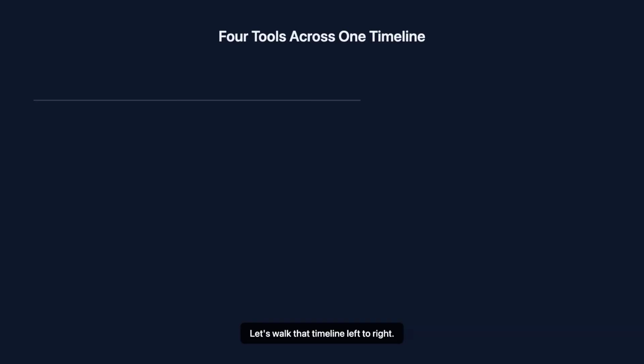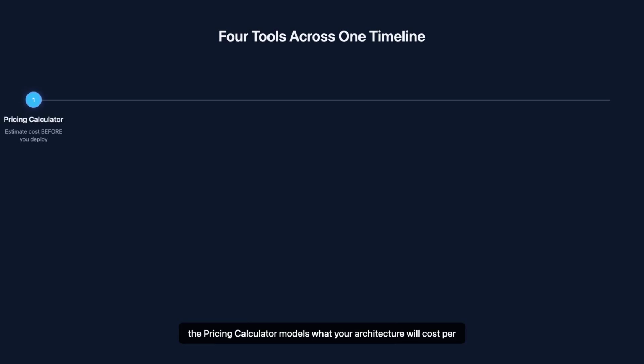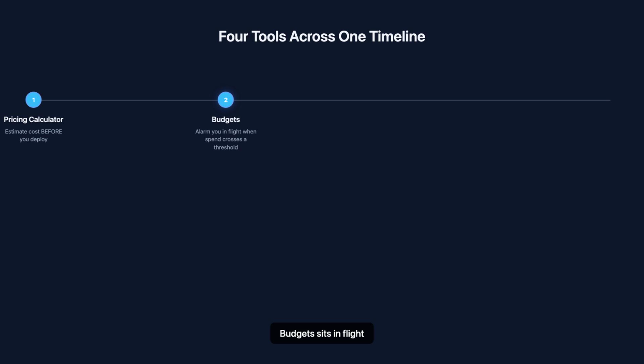Let's walk that timeline left to right. First, before you deploy anything, the pricing calculator models what your architecture will cost per month. Then, once your workload is running, Budgets sits in flight and fires an alarm the moment spend crosses a line you've drawn. After money has been spent, Cost Explorer lets you analyze where it actually went and why. And finally, when finance needs every line item, the Cost and Usage Report exports that detail straight to an S3 bucket. Each tool owns 1 slot on the timeline.